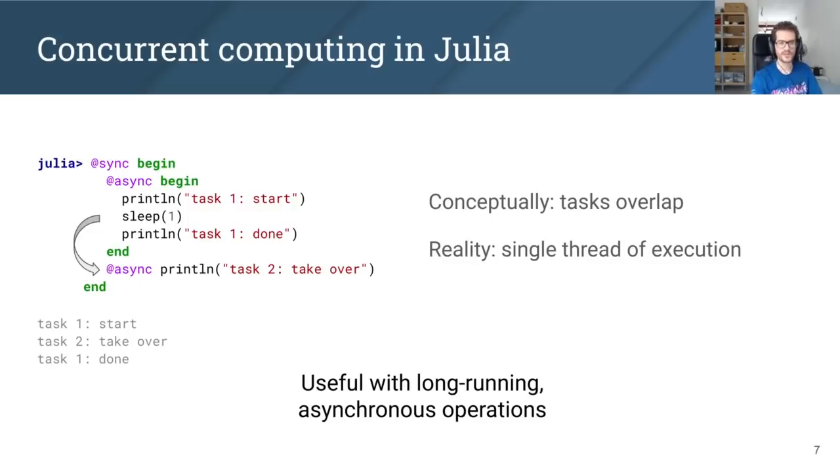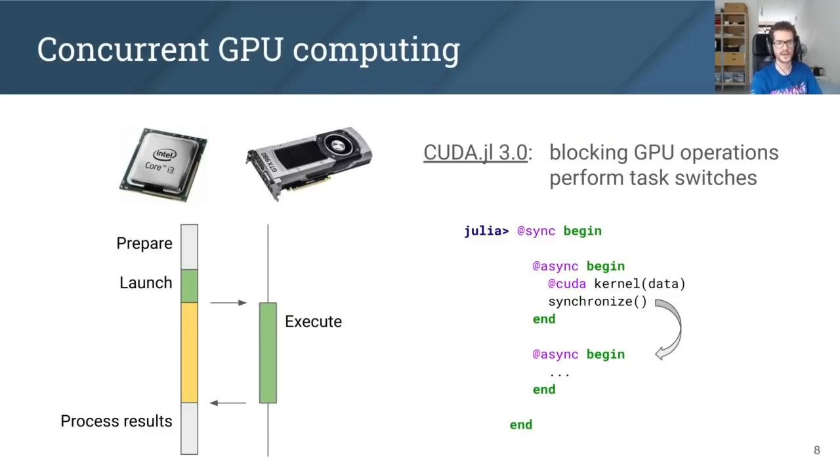This means that concurrent computing is especially useful with long-running blocking operations, like downloading from the internet when you have to wait for the network, or working with the file system when you have to wait for the disk, or in this case, working with GPUs and having to wait for GPU kernels to complete. That's the major change in CUDA.jl 3.0, making it possible to use GPU operations in Julia tasks. Blocking operations like a call to synchronize will now give the Julia scheduler the chance to switch to another task that's ready to execute.